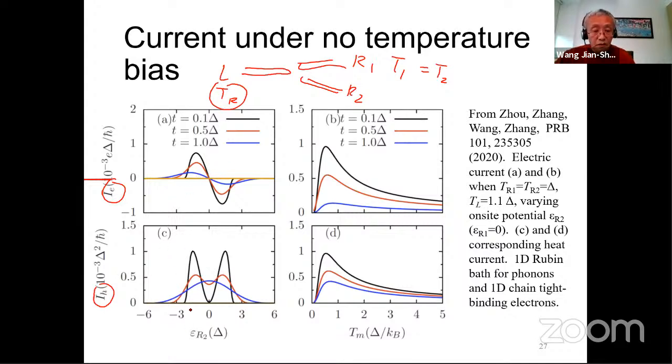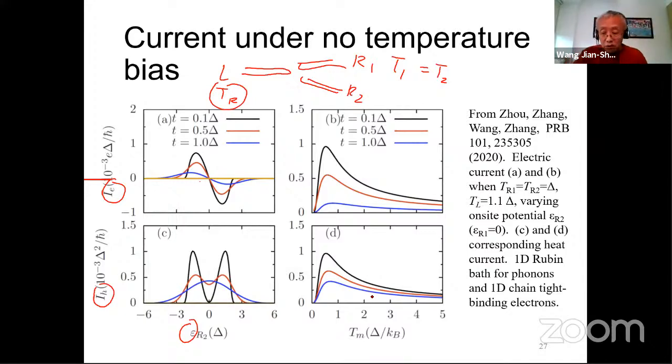There's a control parameter, and this control parameter is on site. Basically, this is one single quantum dot. Sorry, not one single quantum dot. It's actually a Rubin chain for the phonon, and sort of a 1D chain for the electron. So basically, if your parameter is right, you can generate the current continuously. So here is a plot as a function of the temperature.